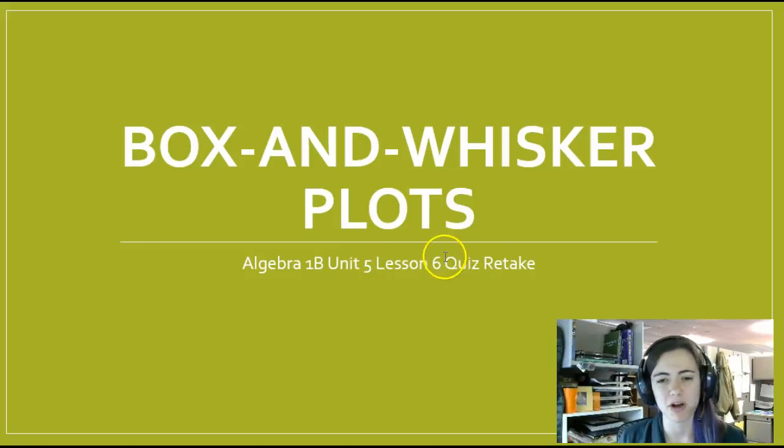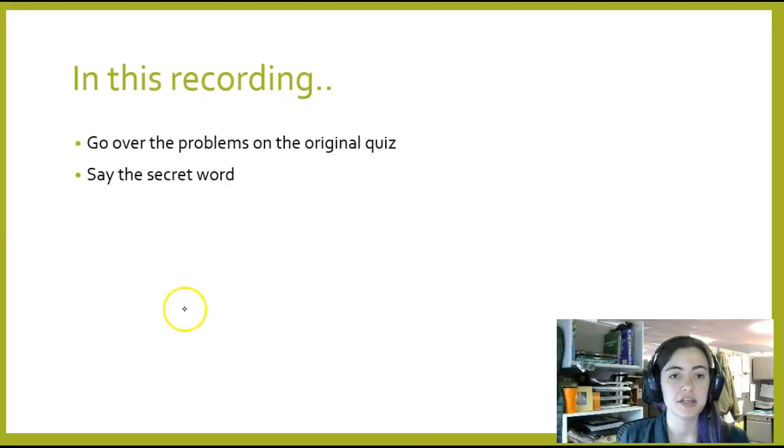So this was all about box and whisker plots. Today I'm going to go over the original problems on the quiz, every single one, to see what maybe you missed the first time around. I'm also going to say the secret word. Remember that that's the word you have to type into the Google form in order to get your retake.